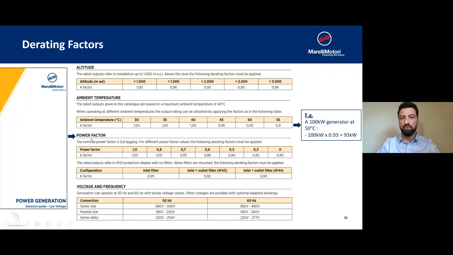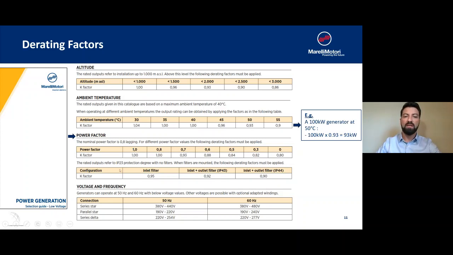Let's take a simple example, which is the most common one, the ambient temperature. For ambient temperature up to 40 degrees C, there's no derating, which means the power output that is the nominal one in this selection guide is not going to be affected. For any temperature above 40 degrees C, we have a derating of that power. So for a 100 kW generator at 50 degrees C, the derating factor is 0.93, which means you have to multiply the nominal power 100 kW times 0.93 and you'll come up with 93 kW. This is the maximum allowed power output for this generator at 50 degrees ambient temperature. The same logic applies for the altitude and the power factor.